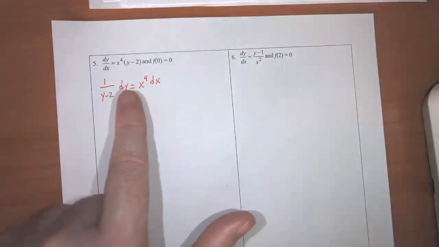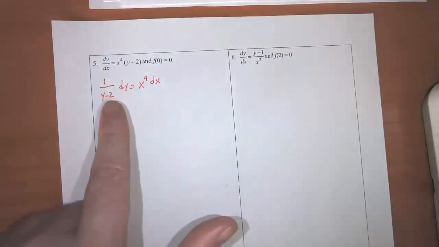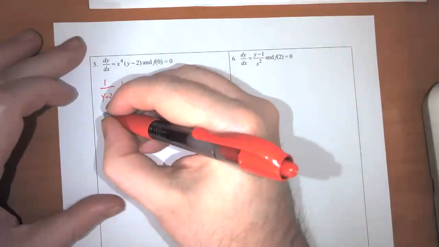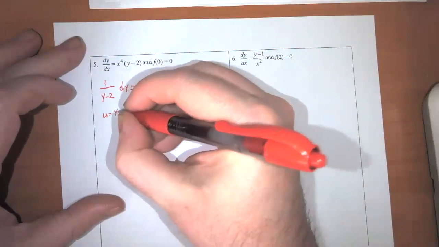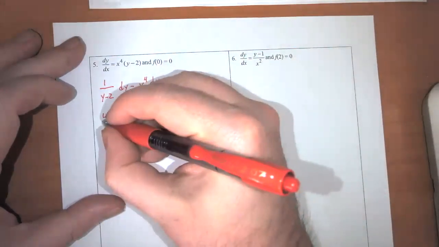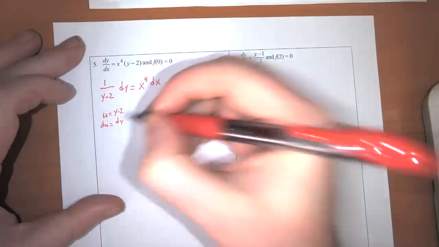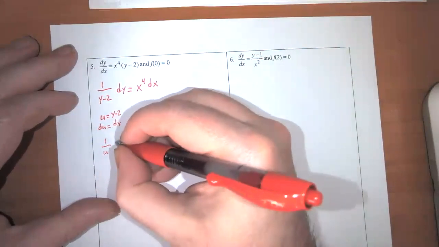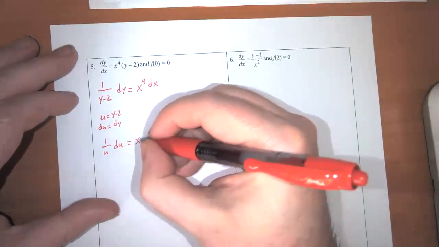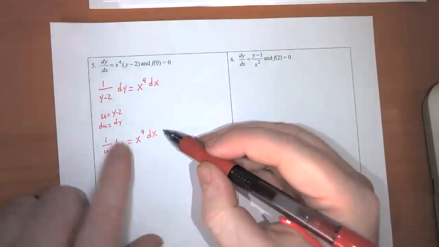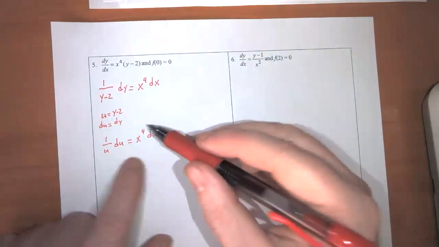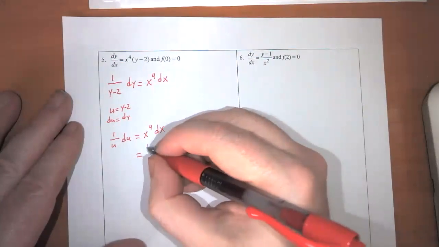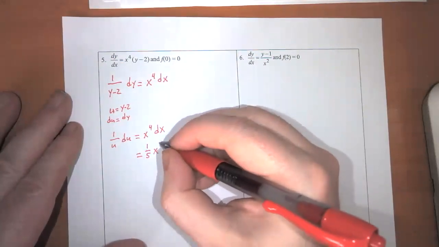So I want to start off by introducing a variable substitution. I want to do a u substitution. So u is equal to that y minus 2, and that means that du is just equal to dy. When I do that, this side of the equation turns into 1 over u du is equal to x to the fourth dx. Well, finding the indefinite integral of this side is the same thing we've been used to. So what's that equal to? That's equal to 1/5 x to the fifth.